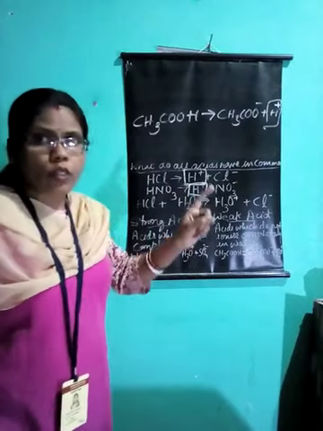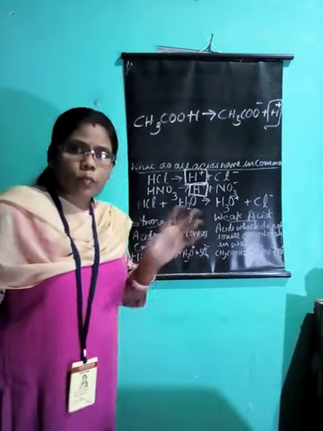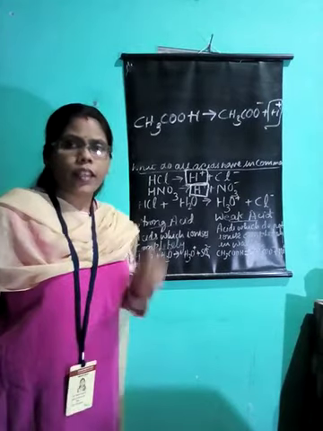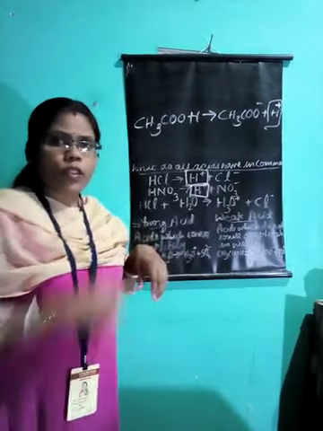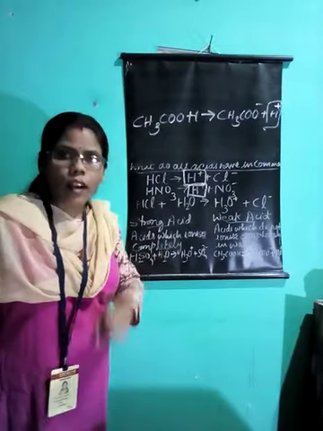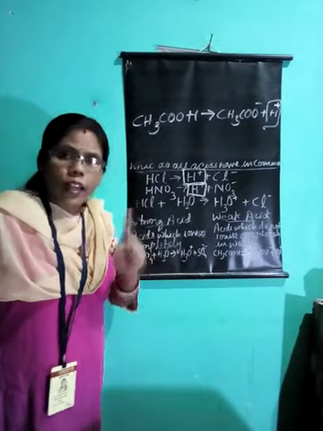I told you the definition of acid. What is acid? Acids are substances which produce hydrogen ions or hydronium ions in aqueous solution. That is, what are acids? Acids are substances which produce hydrogen ions or hydronium ions in aqueous solution.